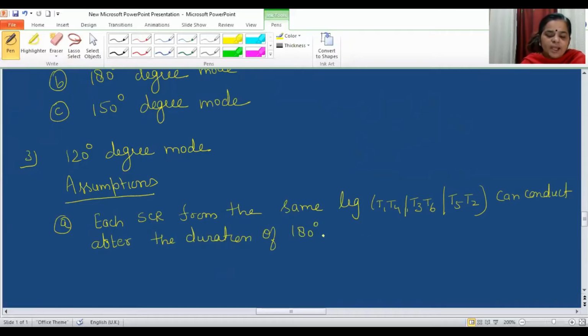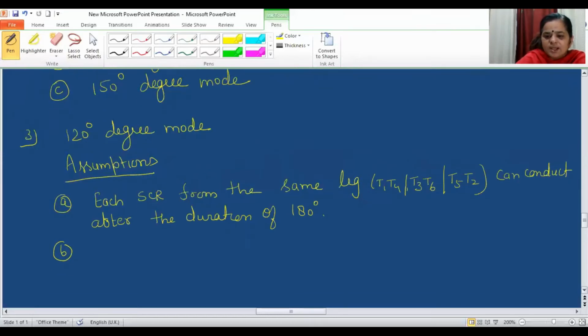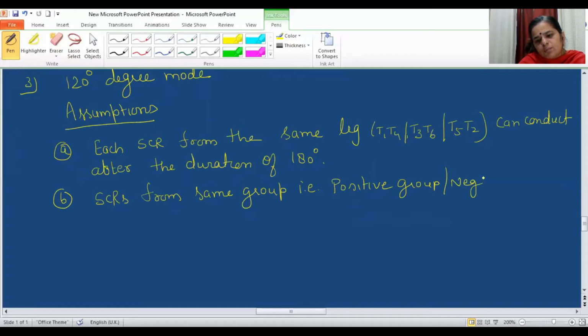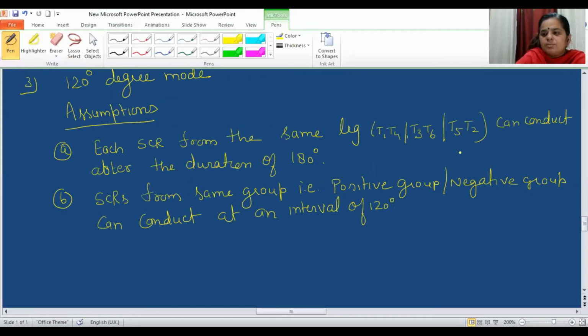What it means is that if T1 starts conducting at 0, then the next SCR from the same leg, that is T4, can only start conducting at 180 degrees. Similarly for T3, T6 and T5, T2. Now the second assumption is that SCRs from the same group, that is the positive group or the negative group, I will tell you the meaning of positive and negative group, can conduct at an interval of 120 degrees.